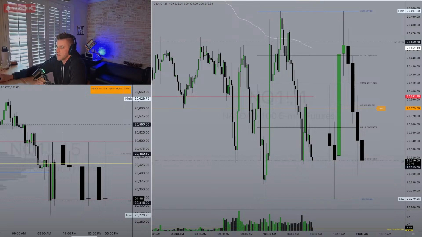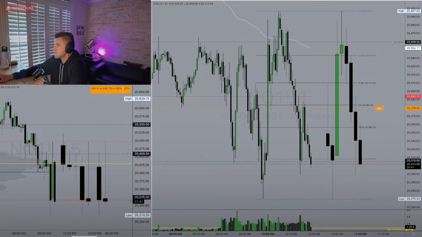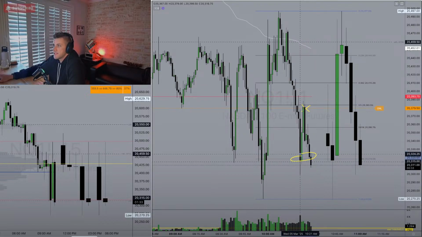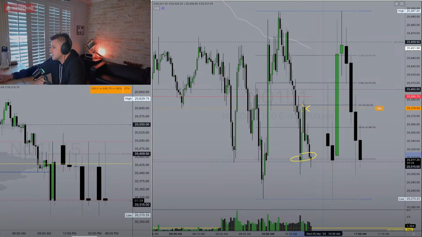So if 315 fails, watch for that session low, 270. Another prime example why you want to actively manage positions, right? We said if you're long from 315, trim into overnight low. NQ rejects overnight low, you're back into 315. Right back into there.